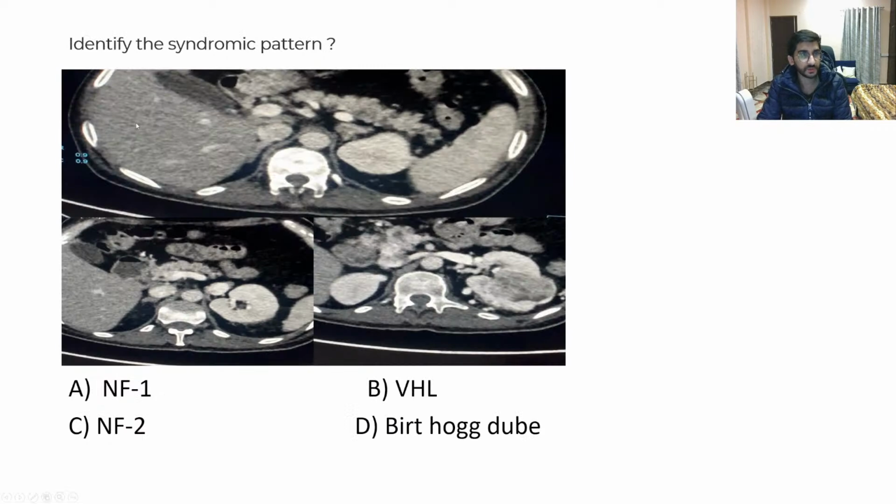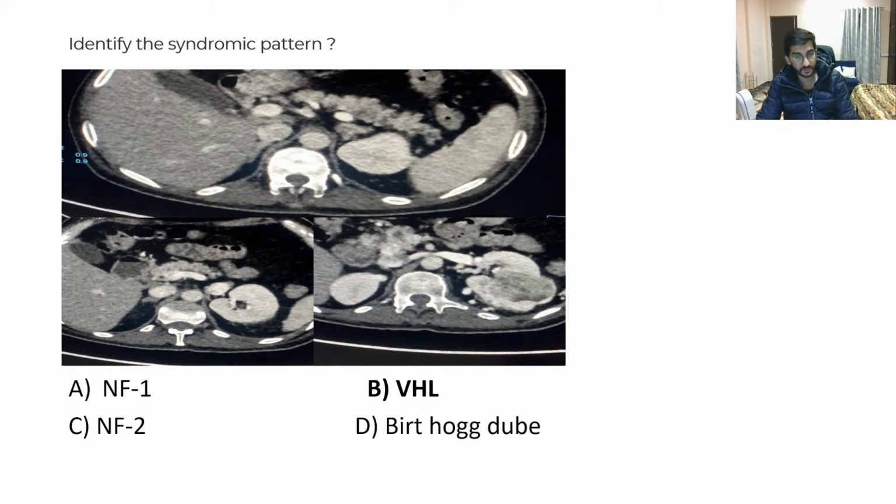So the next question was to identify the syndromic pattern. If you see, there is a small cyst within the pancreas body and tail region, and a heterogeneously enhancing mass in the kidney. So pancreatic tumor, renal tumor: the diagnosis was VHL. NF1 and NF2 don't show involvement of renal cell carcinomas. Birt-Hogg-Dubé does show renal tumors, but pancreatic involvement is not seen. And the renal tumors in Birt-Hogg-Dubé are renal oncocytomas, not renal cell carcinomas.